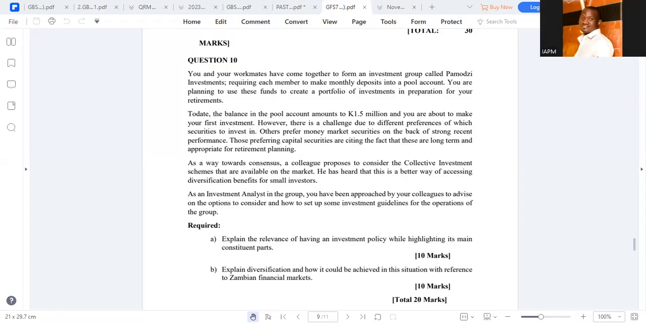However, there's a challenge due to different preferences of securities to invest in. Others prefer money market securities on the back of strong recent performance. Those preferring capital securities are citing the fact that there are strong long-term appropriate retirement planning. As a way towards consensus, a colleague proposes to consider a collective investment scheme available in the market. And he has heard that this is a better way of assessing diversification benefits to small investors.